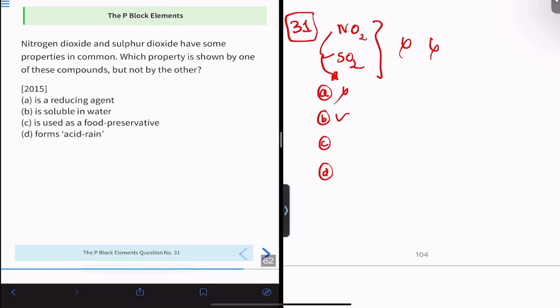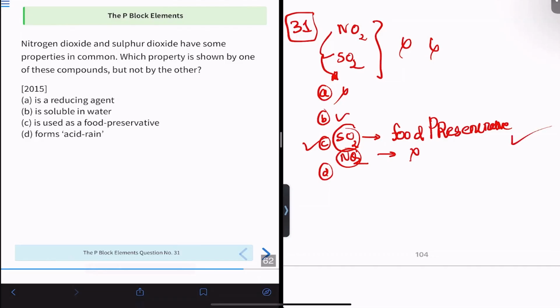Coming to option C, they are a food preservative. Are they food preservatives? No, only SO2 is a food preservative. Only sulfur dioxide can be used as a food preservative. NO2 cannot be used. So option C is the answer we were looking for. One property is shown by SO2, but the same property is not shown by NO2. So option C is correct.